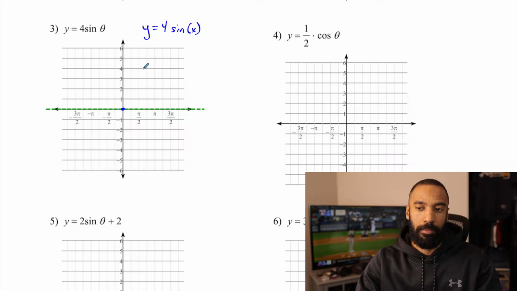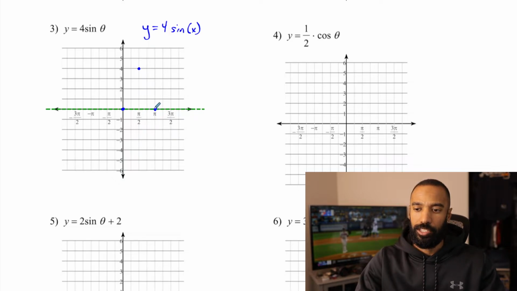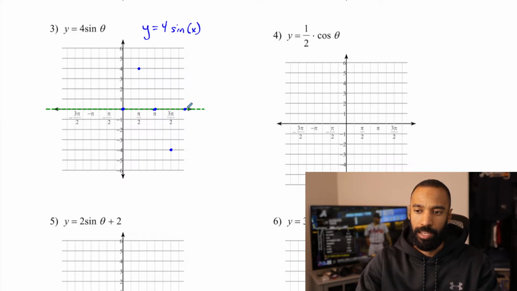Pi over 2 units, I hit my peak. Now my peak this time is going to be 4 up. That's a change in my amplitude. Pi, sine of pi is 0, hits my midline again. Sine of 3 pi over 2 is negative 1, times 4 is negative 4, and back. So it should be the same as the original sine of x graph, but just 4 times taller than the other ones there.